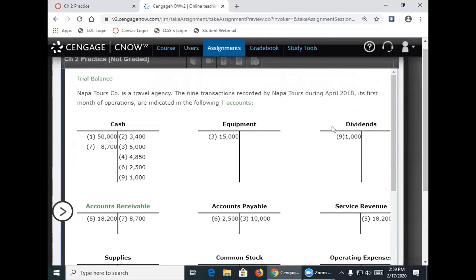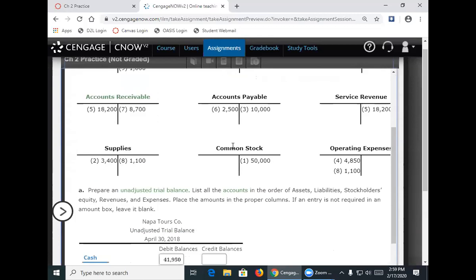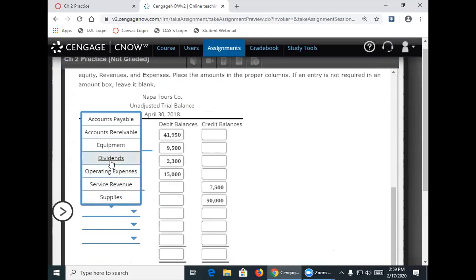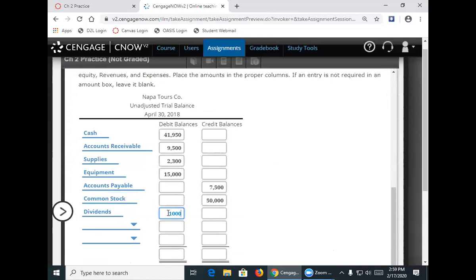Then we scroll up to the third column. Dividends just has a debit of 1,000, so that's its balance. Dividends, debit 1,000.